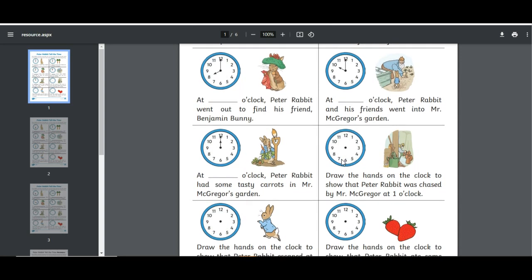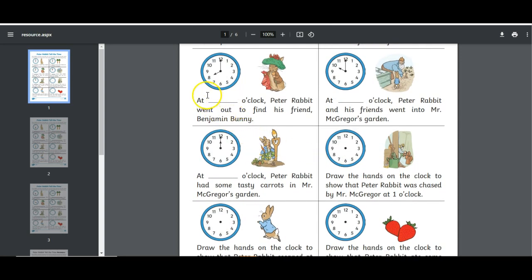Okay, let's see what Peter Rabbit got up to next. At what time did Peter Rabbit go out to find his friend Benjamin Bunny? So let's again look at the hour hand. What number is the hour hand pointing at? Very good, it's pointing at 8 and 0 minutes. So he went to find his friend at 8 o'clock. Very good.